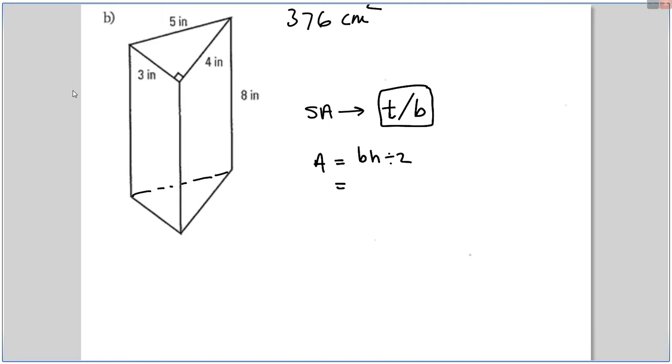So what's the base? Is it 3, 5, or 4? How do you know it's 3? Because it's perpendicular to the height. So 3 is the base, and 4 is the height. Divide by 2. 12 divided by 2 is 6 inches squared. Then we'll times by 2 because there's 2 of them. So 12 inches squared for the triangles.